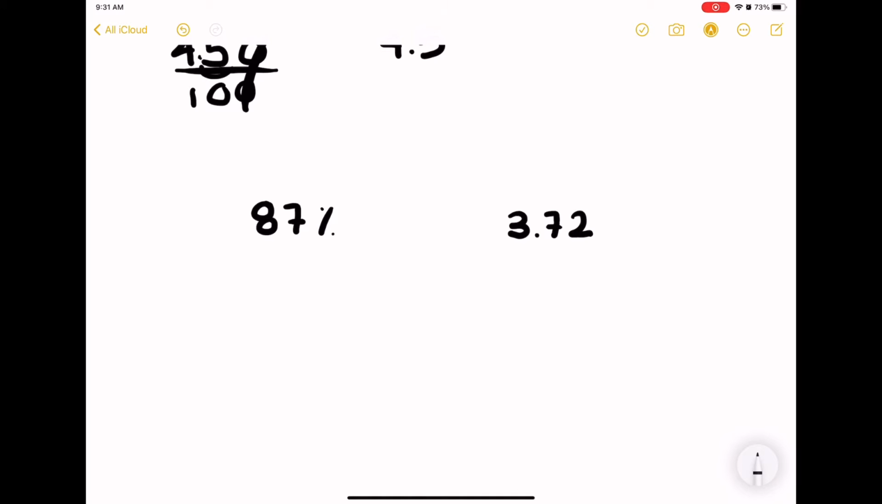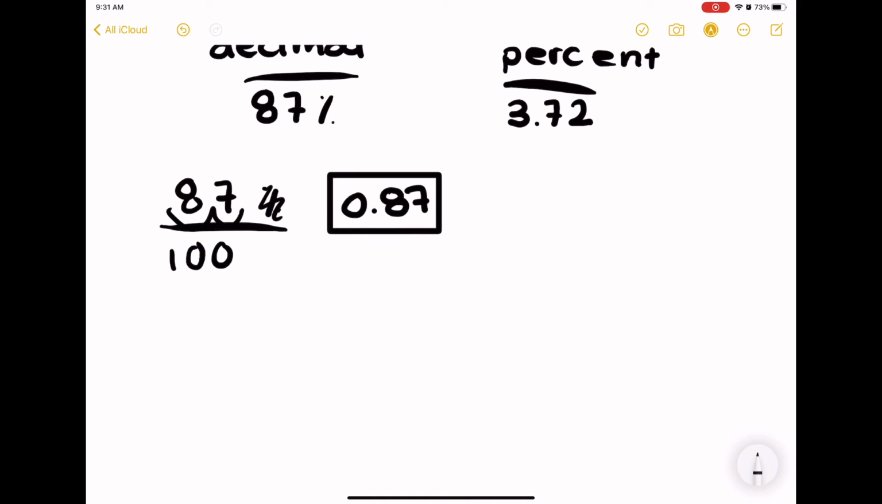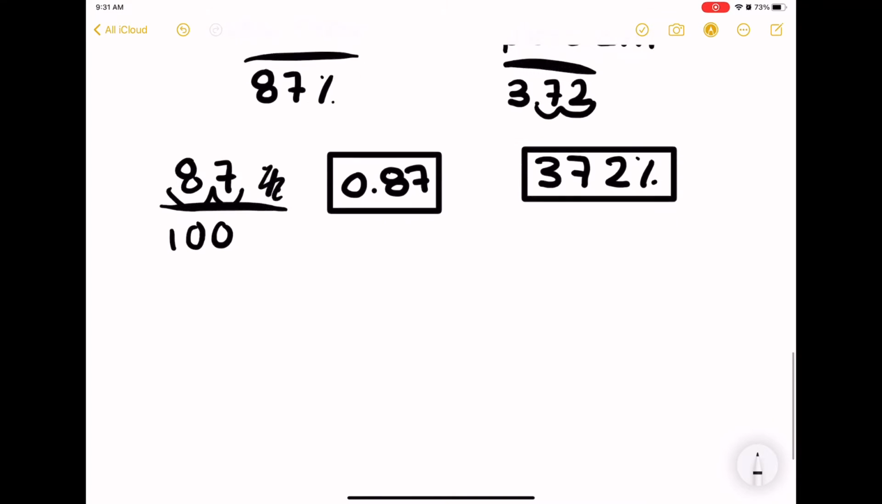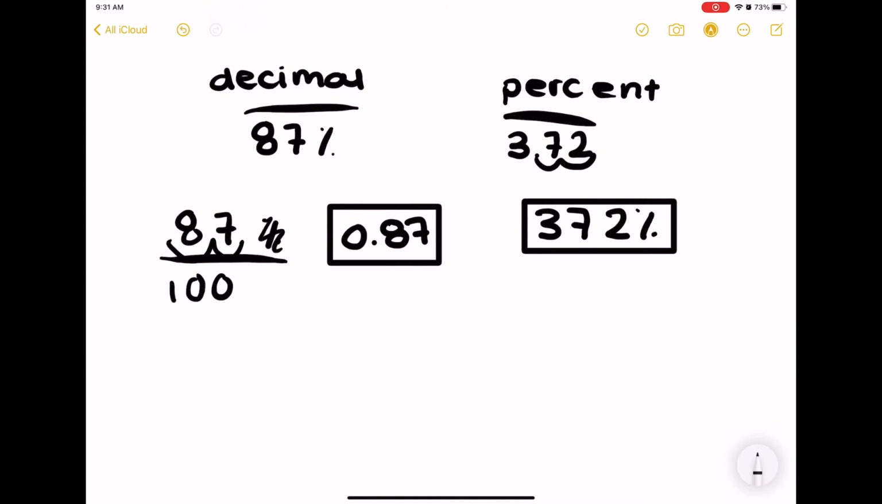Now, how about 87%? We're going to convert that to a decimal, and we're going to convert 3.72 into a percent. So we would multiply or divide by 100. And we'd move the decimal place 2 times to the left, so we get 0.87. And for 3.72, we move the decimal place 2 times to the right, so we'll get 372%.